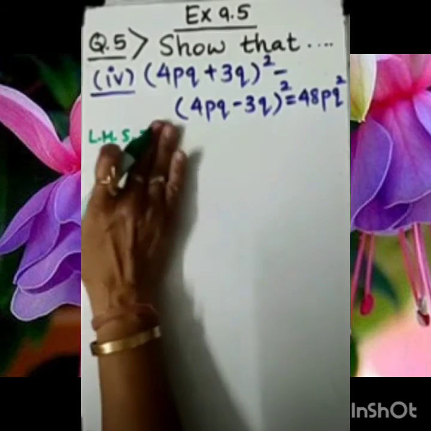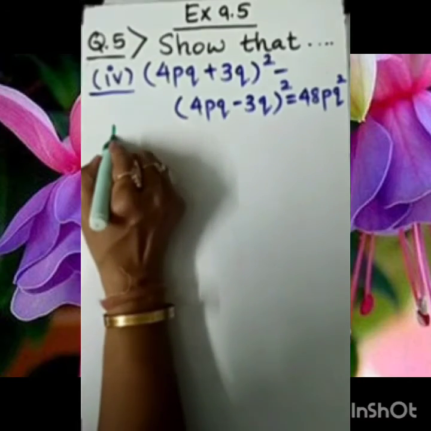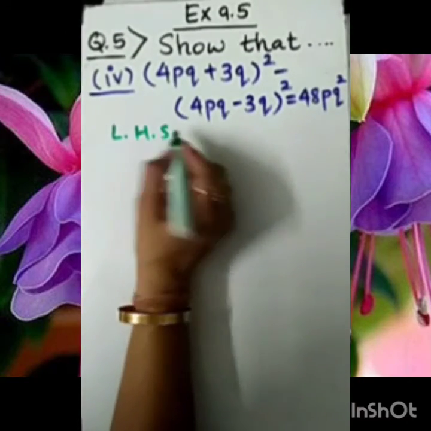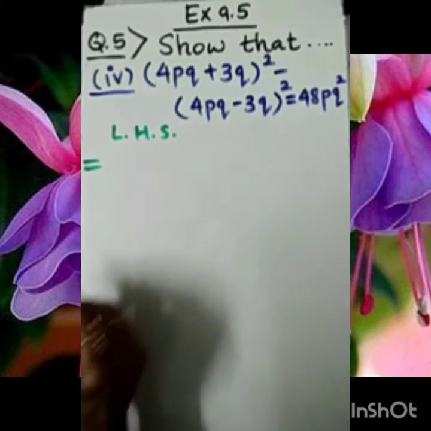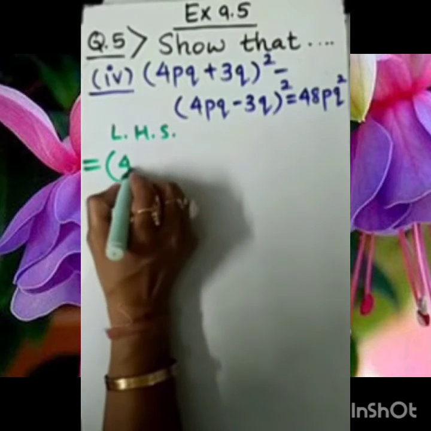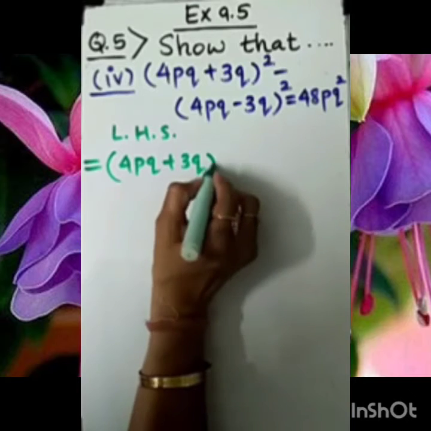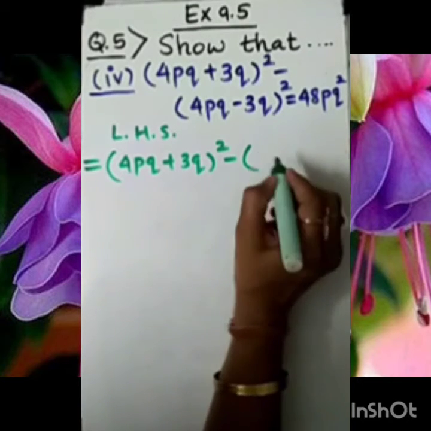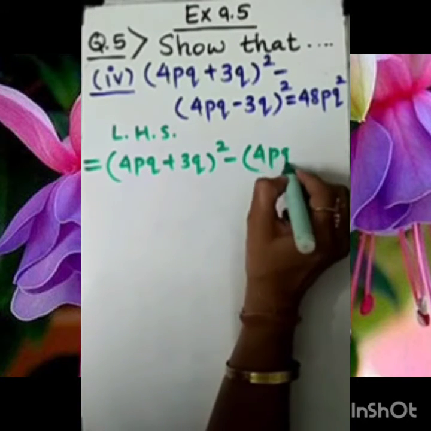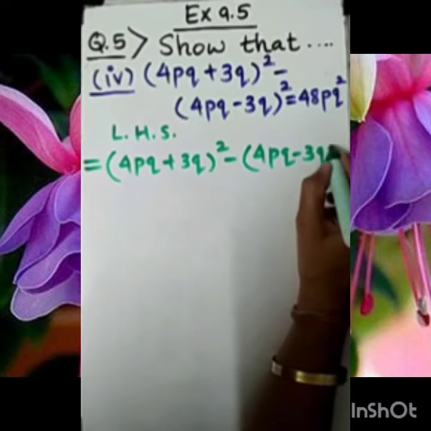What we are given in the LHS, let me note down here. LHS equal to, I am writing the LHS now here. The equation says (4pq plus 3q) whole square minus, in another bracket, (4pq minus 3q) whole square.